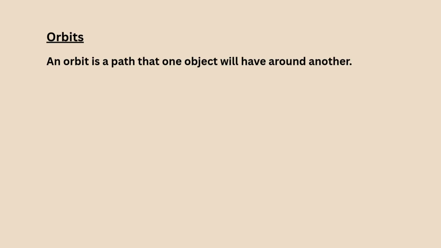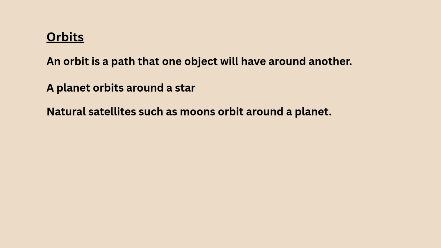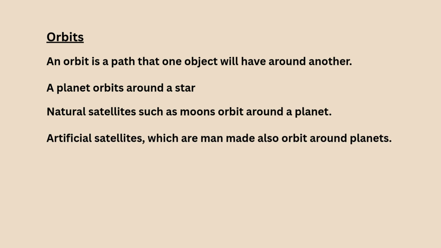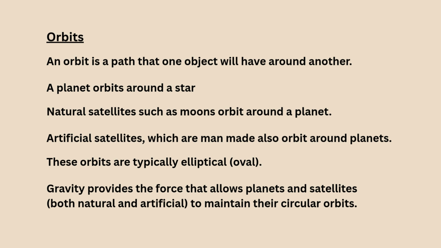An orbit is a path that one object will have around another. A planet orbits a star. Natural satellites such as moons orbit around a planet. Artificial satellites, which are man-made, also orbit around planets. And these orbits are typically elliptical, which means oval-shaped. Gravity provides the force that allows planets and satellites, both natural and artificial, to maintain their circular orbits.